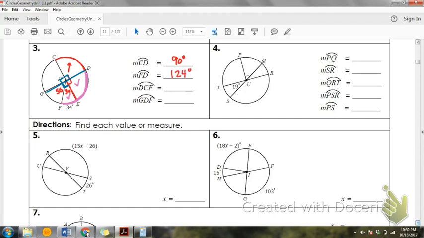124. Then I'm going from D to C to F. Let me erase some of this here. D to C all the way around to F. So I'm using everything. I'm using 90, 90, and 56. So 90, 90, and 56. So that gives me 236.